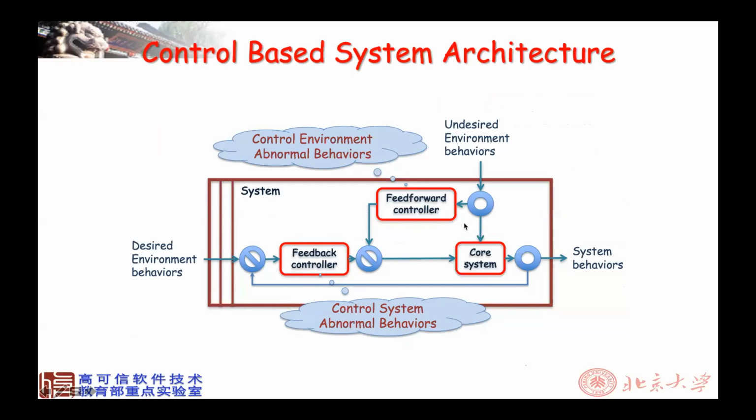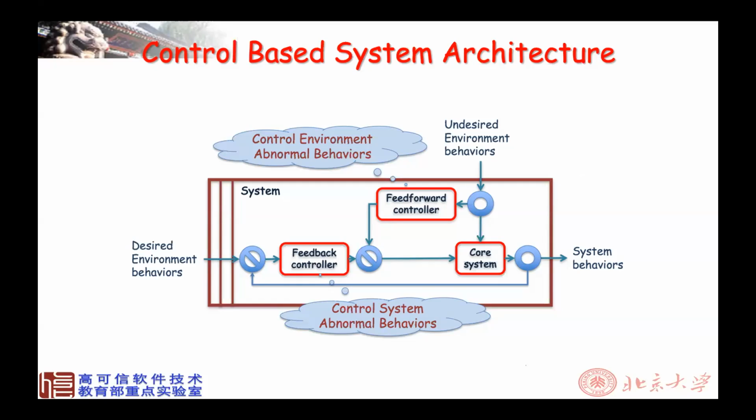Control-based system architecture. As I analyzed in the previous slides, undesired environment behavior is a threat to the system, and undesired system behavior is also a threat to the system. So we can include two kinds of controllers here. The first, the feed-forward controller, deals with undesired environment behavior. And the feedback controller deals with undesired system behavior. In this way, we can detect abnormal behavior from outside the system and also from inside the system. So that is a strategy for making the system more dependable.